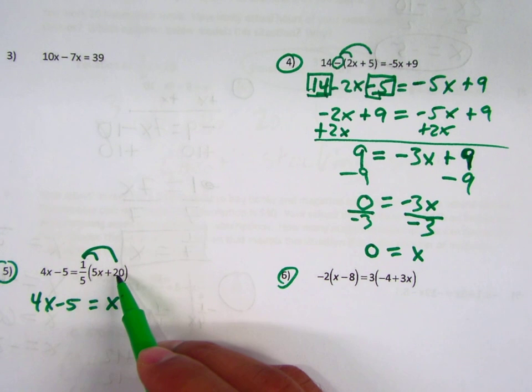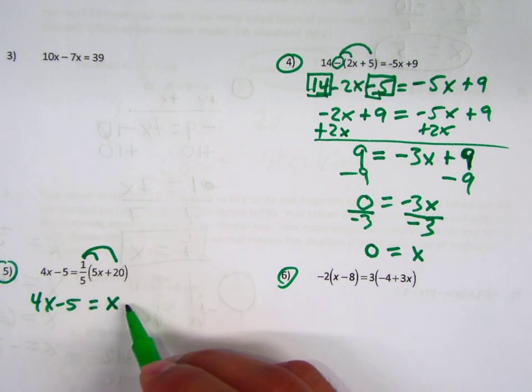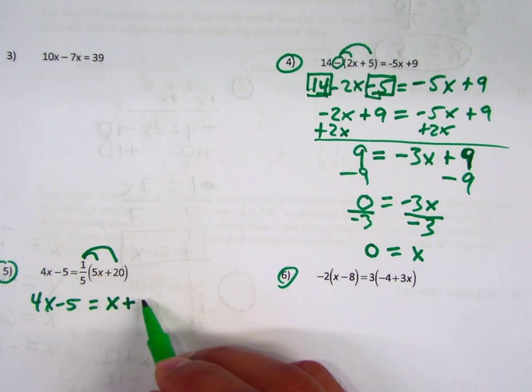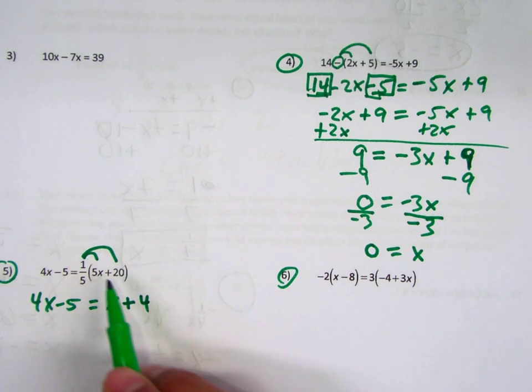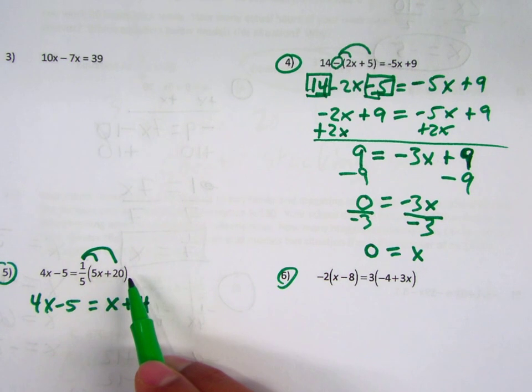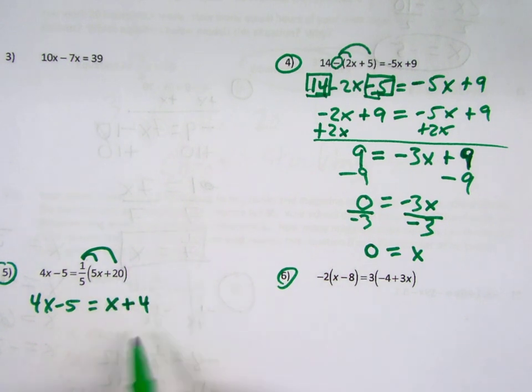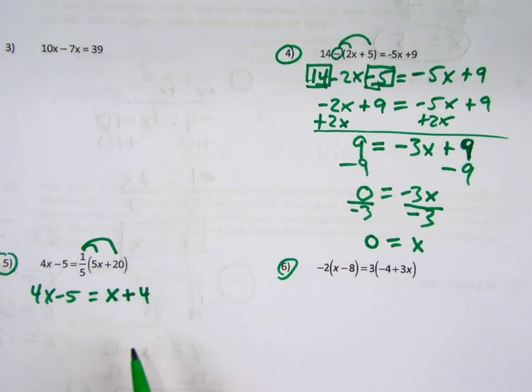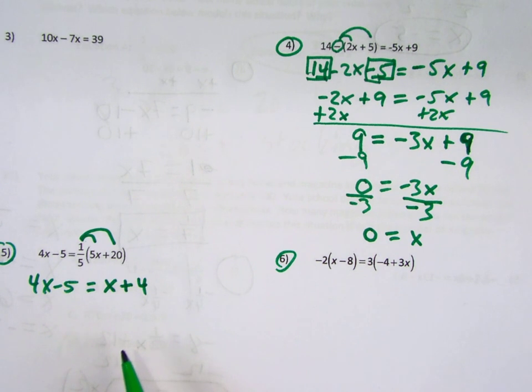And now what's 1/5 times 20? 4. Very good. Okay, and if you can't do it quickly in your head, that's okay. Just take 1/5 times 20 on the calculator. You'll get 4, right? And now this looks just like the easier ones, right? So what do you guys want to move over now? We got to get x on one side. Let's move the x's first.